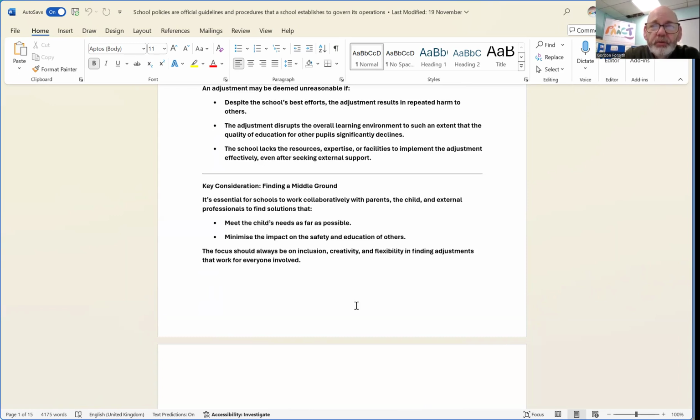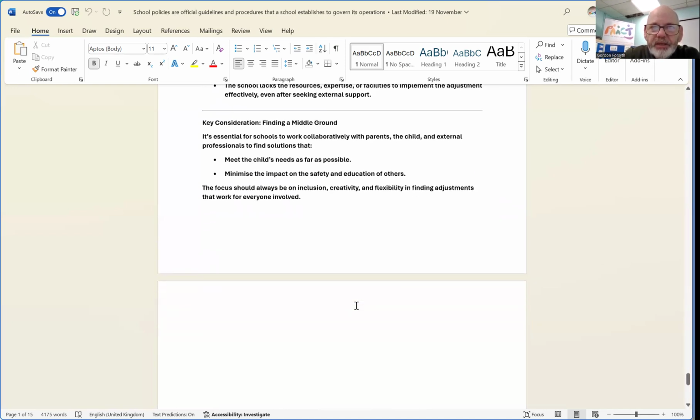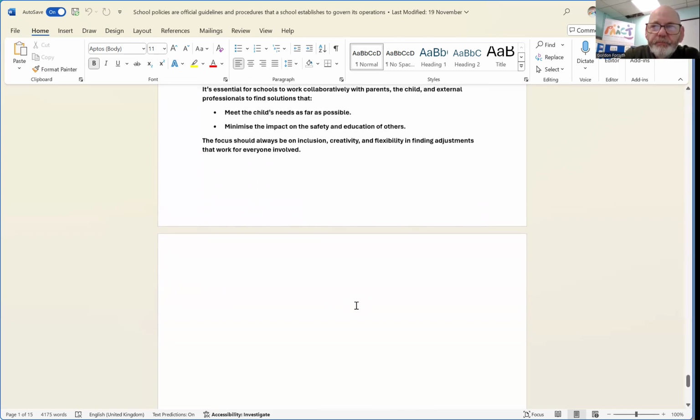So again, we would discuss these things to make sure that everything has been followed, and if that is the case, there's not a lot we can do about it. But we have to make sure everything else has been looked at and sorted out first. Key considerations: finding a middle ground. It's essential for schools to work collaboratively with parents, the child, and external professionals to find solutions that meet the child's needs as far as possible, minimise the impact on the safety and education of others, and the focus should always be on inclusion, creativity, and flexibility in finding adjustments that work for everyone involved.